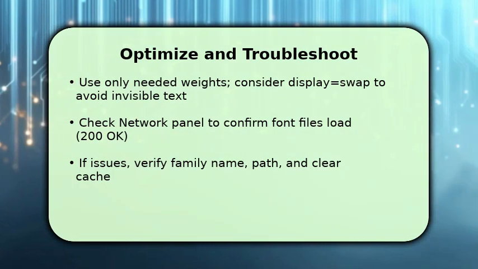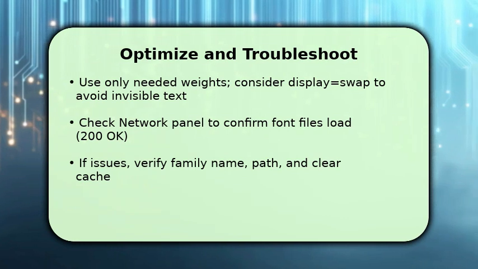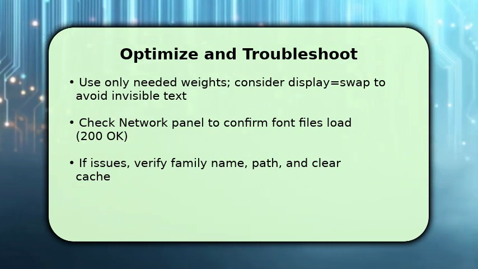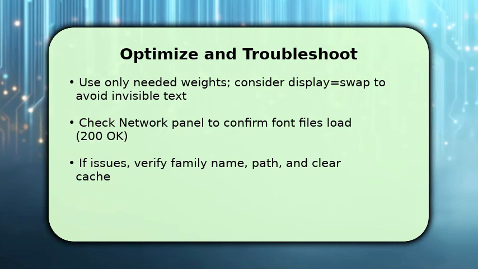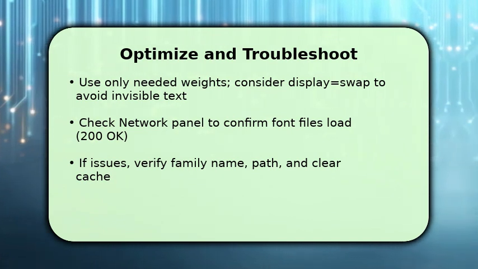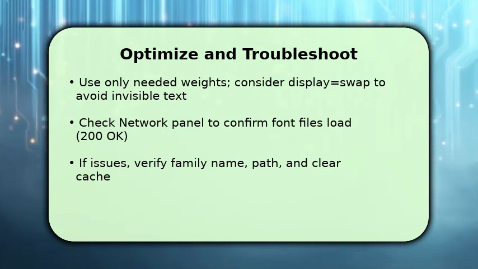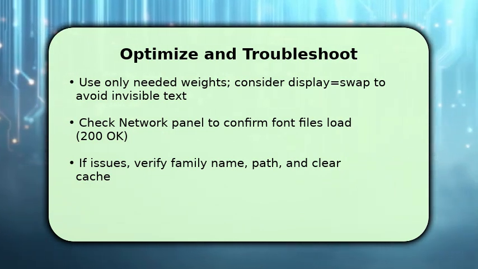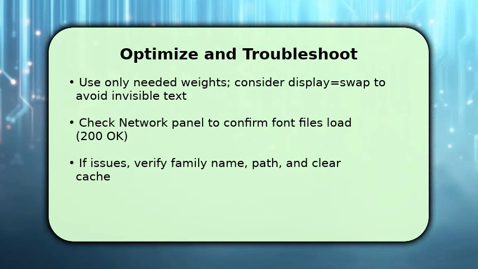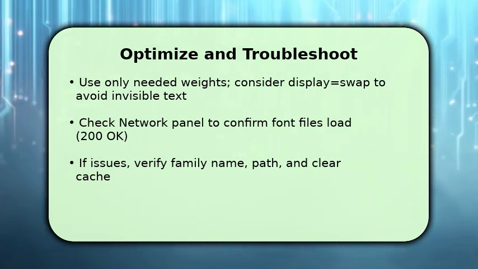Finish by optimizing delivery and adding a fallback policy. Add display=swap to the embed URL to show fallback text until the font loads, which improves perceived performance. Then audit network requests in DevTools to confirm font files are fetched and not blocked. Look for 200 responses and correct MIME.